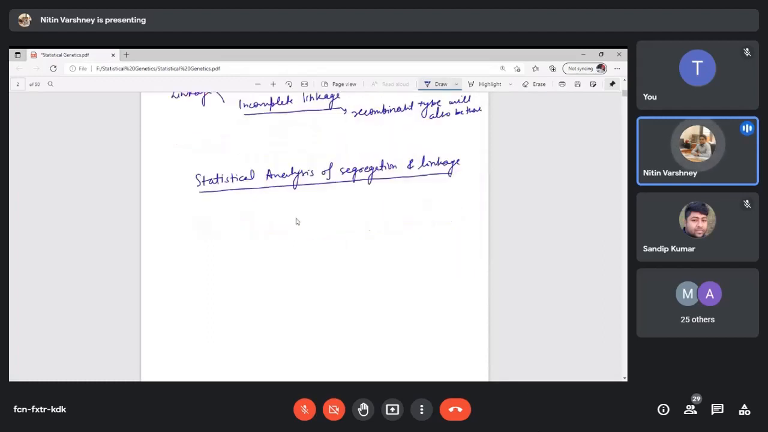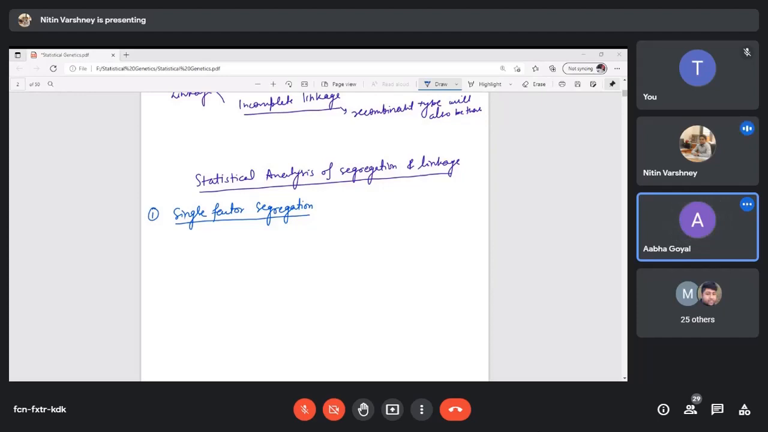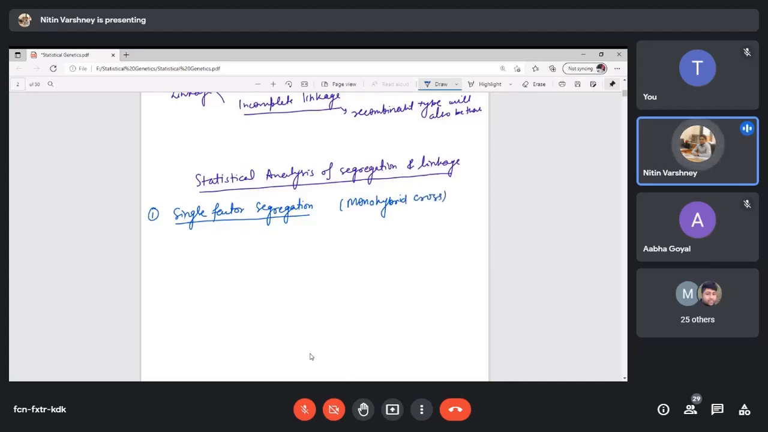So we will first consider single factor segregation. What is the meaning of single factor segregation? Can anybody tell me? Only one character, like only plant height or pod color or pod shape, only one. So we will consider a monohybrid cross. The single factor is like capital A and small a. This is our parental type.